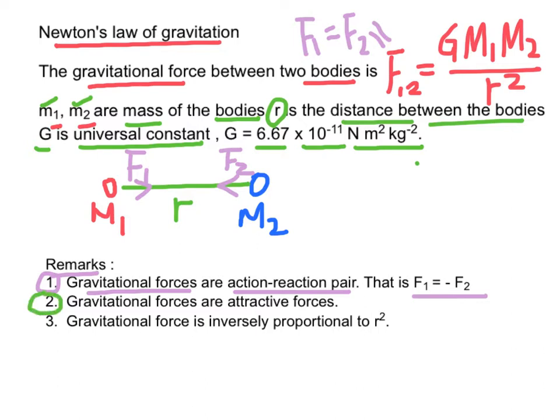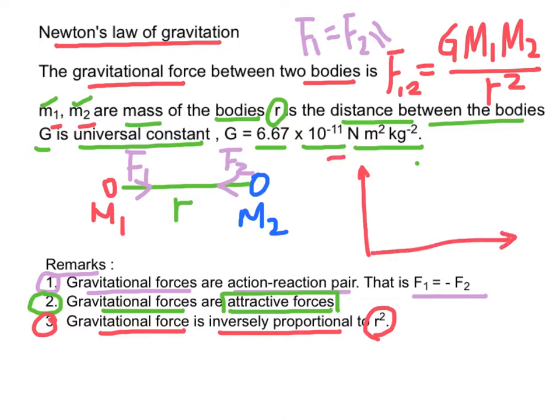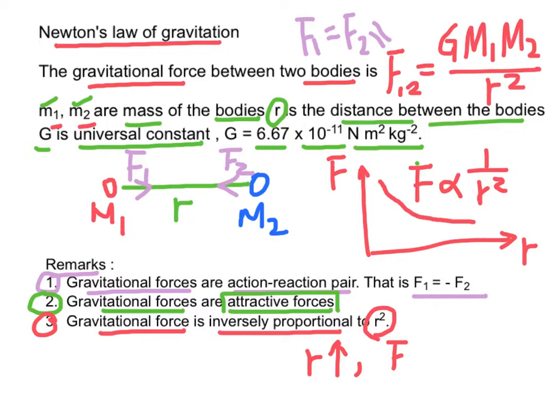Second, gravitational forces are attractive forces. Third, gravitational force is inversely proportional to the square of the distance between the two bodies. That is, if we plot a graph of gravitational force against separation, we get a graph like this one, with force proportional to 1 over r squared. The greater the distance between the two bodies, the smaller the resulting gravitational force.